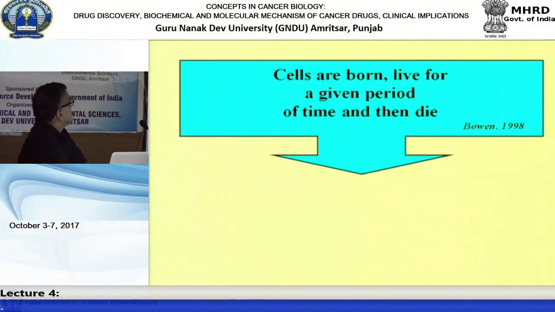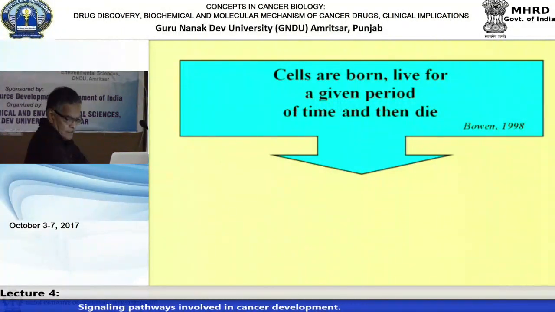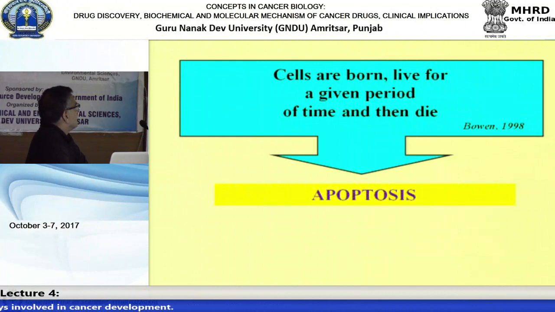So here we are going to say that normal cells live for a given period of time and then they die. That means the normal cells don't grow past a few generations. They all die off. They have a signal to die, and that is done through apoptosis. You have cell apoptosis occurring, which means programmed cell death.